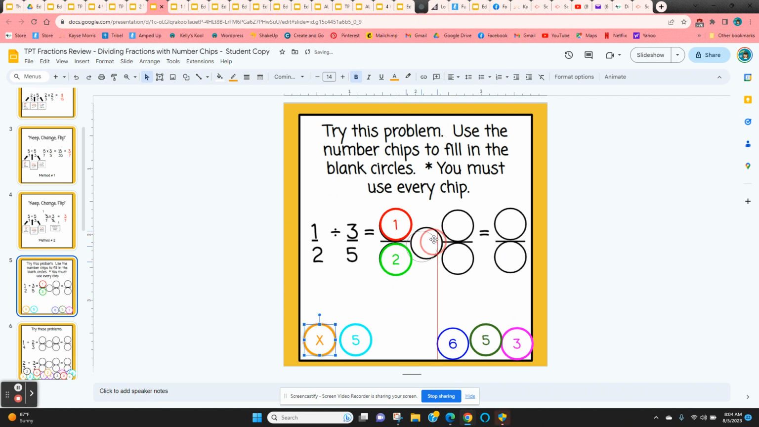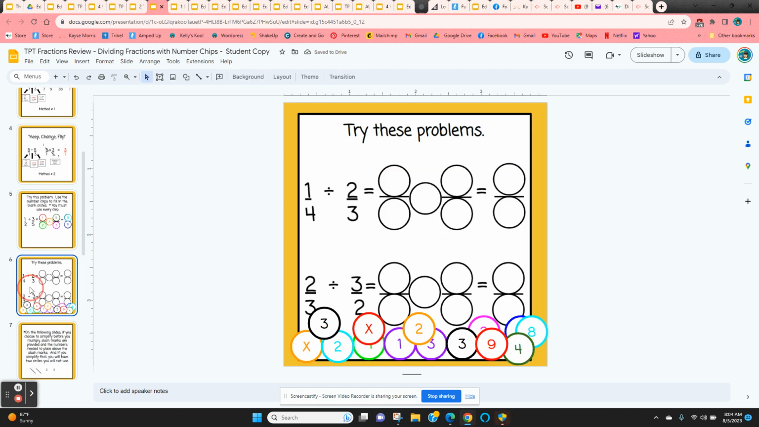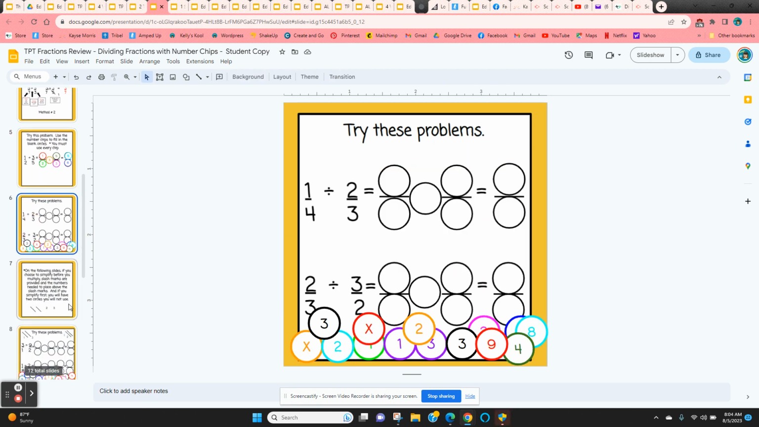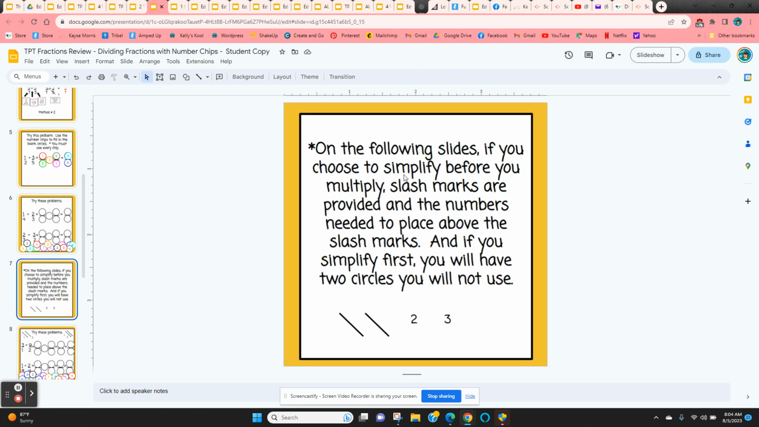Change the division to multiplication. Flip the second fraction. And then multiply straight across, and they get 5/6. So this is a pretty simple example. The next slide has 2 more examples. And then it explains how to simplify before they multiply so you don't get those large numbers.